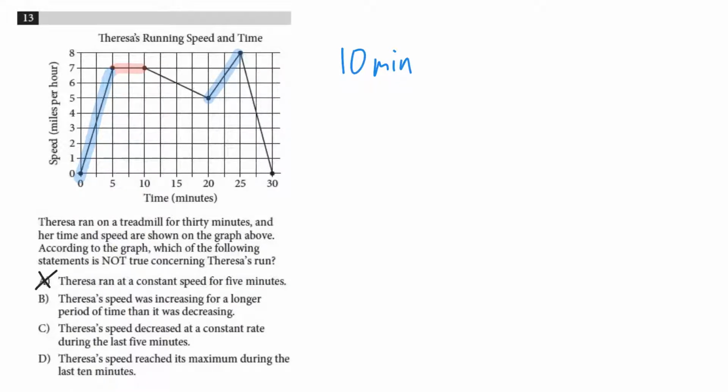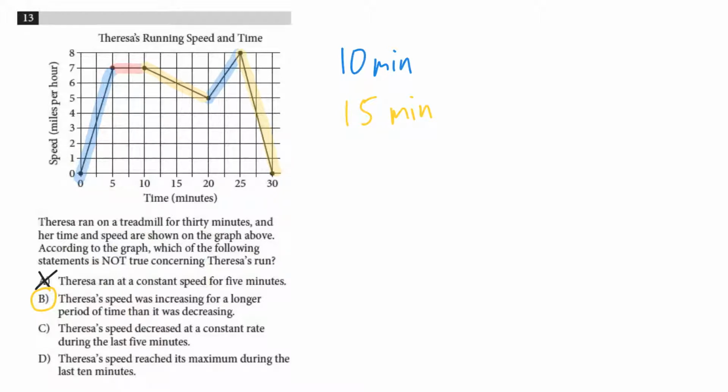Okay. Let's look at where it was decreasing. It was decreasing on this interval, which was 10 minutes, and then on this interval, which was 5 minutes. So it decreased for a total of 15 minutes. Okay, and B says the speed was increasing for longer than it was decreasing. That is not true, right? We just saw that it was decreasing for a longer time than it was increasing. Okay, so B is our solution.